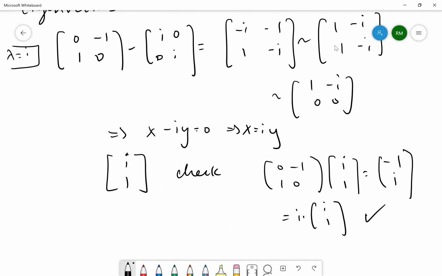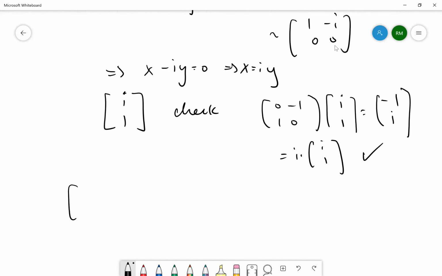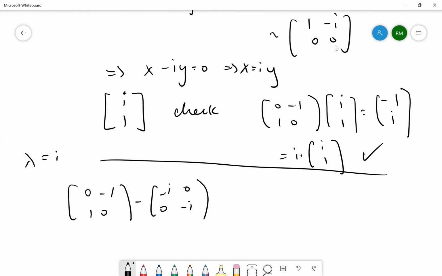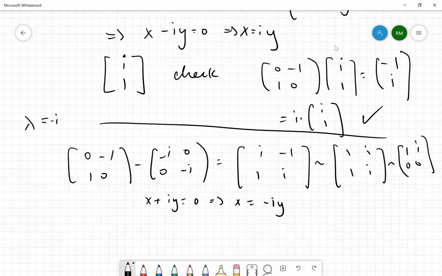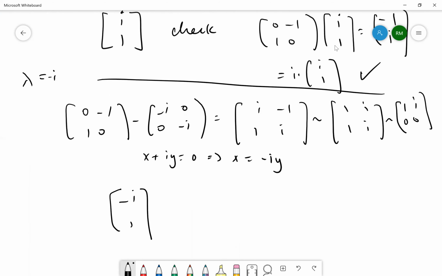Okay, so let's do the other eigenvector. This will be for the eigenvalue negative i. And this becomes (1, i), (1, i). So this tells us that x plus iy is 0, which is x is negative iy. So such a vector might be (1, negative i) for our eigenvector.